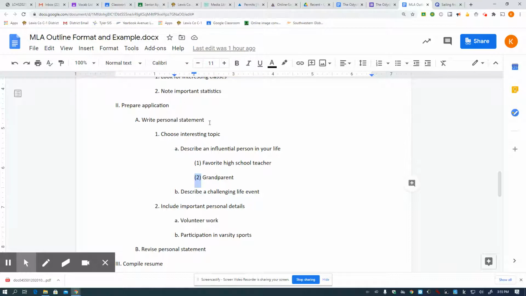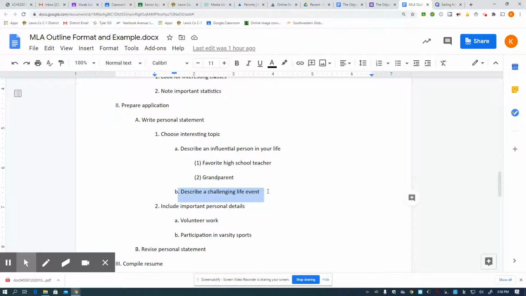Write a personal statement is broken down into choose an interesting topic and include important personal details. Okay, so when we're choosing an interesting topic, break that down even further. Who's an influential person in your life? You decide to talk about your favorite high school teacher and a grandparent. Okay. Choose your interesting topic can also be broken down into describing a challenging life event.